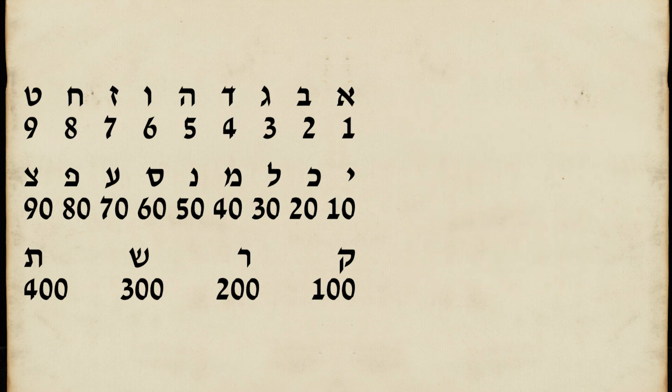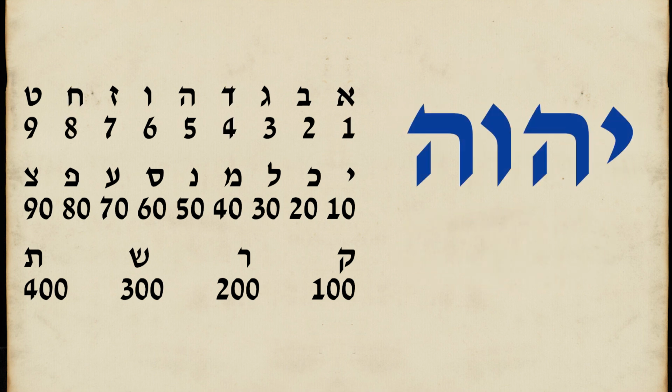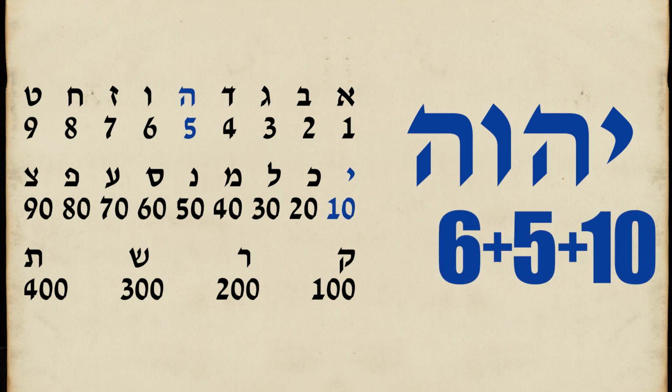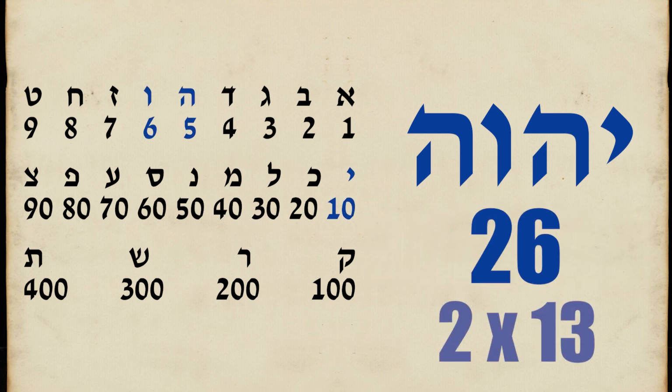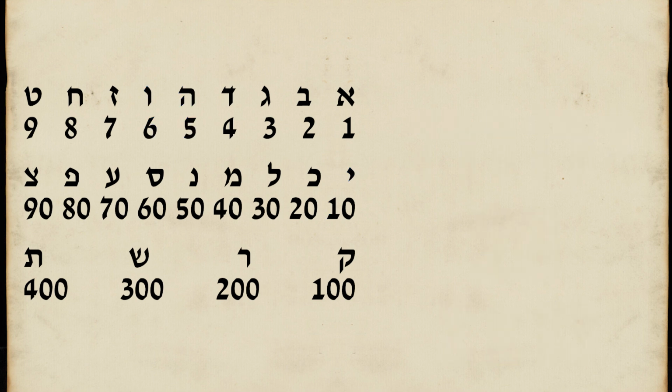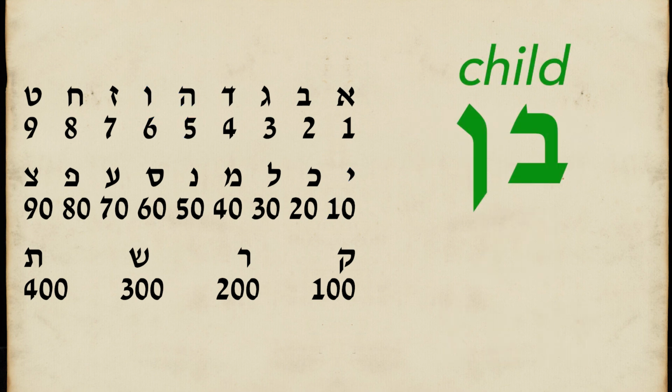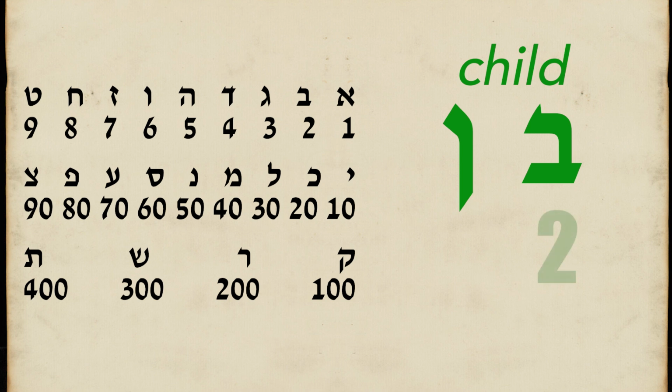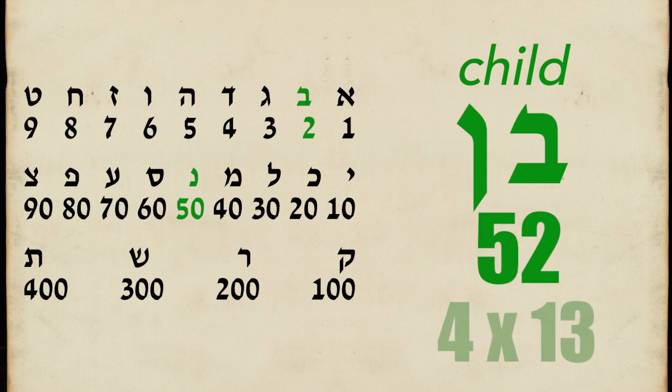So, for example, the word echad, 1, has the numeric value of 13, 1 plus 8 plus 4. God's holy four-letter name, the Tetragrammaton, has the value of 26, 10 plus 5 plus 6 plus 5, which is also twice 13. And the word ben, child, another recurring theme of the Haggadah, has a numeric value of 52, 2 plus 50, which is 4 times 13, or twice the Tetragrammaton.